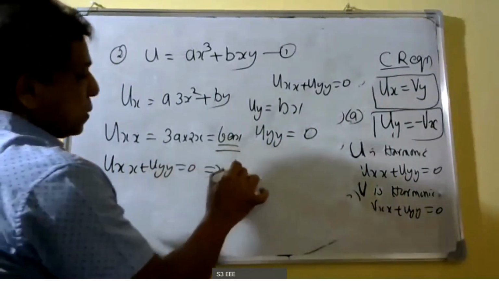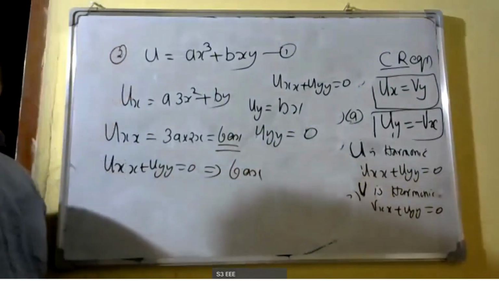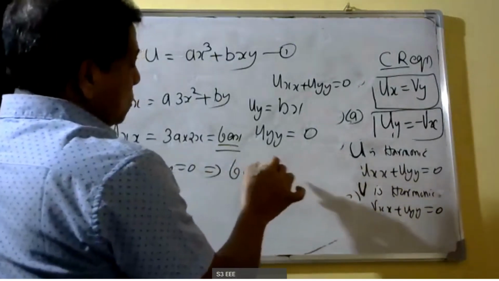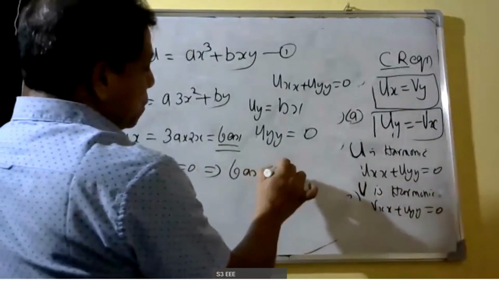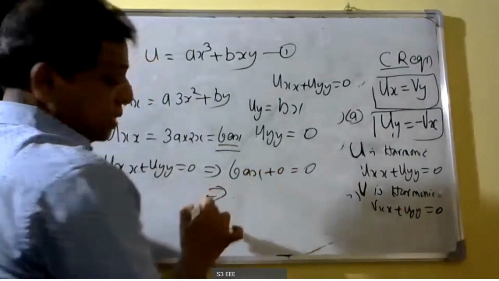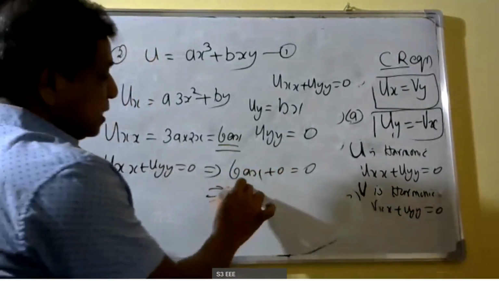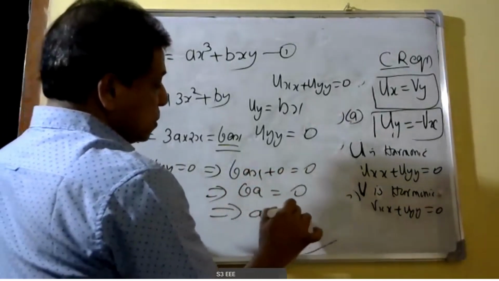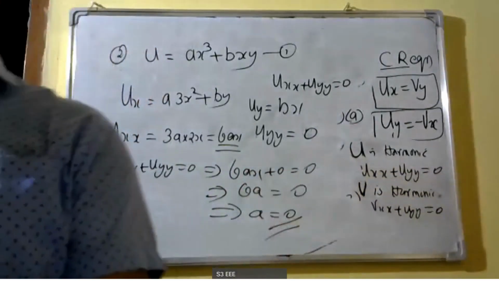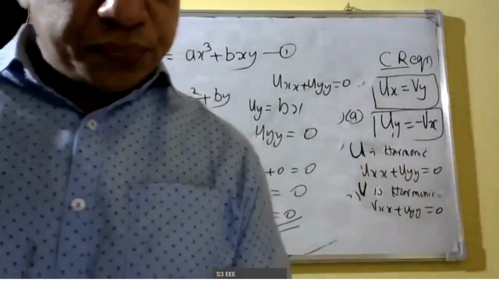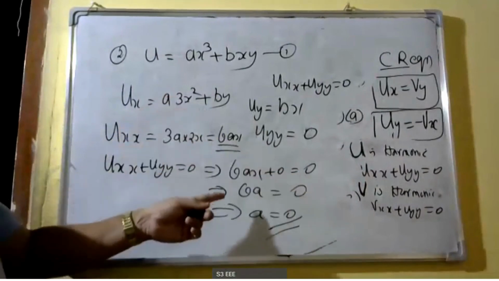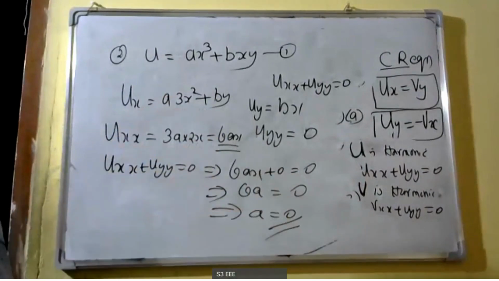Therefore, uxx is equal to 6ax, so 6ax plus 0 is equal to 0. That implies 6a is equal to 0, that implies a equal to 0. The value of a is equal to 0. Therefore, in this problem, the constant value a is equal to 0.